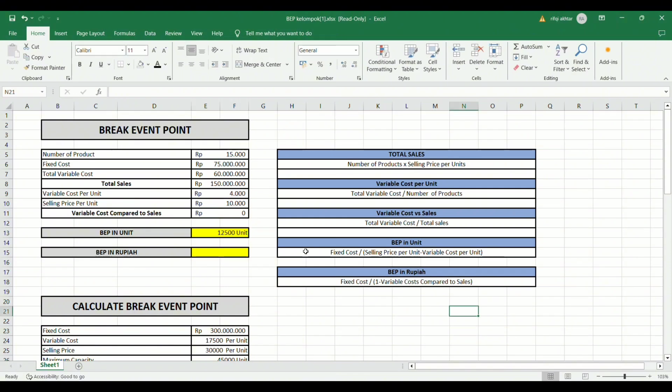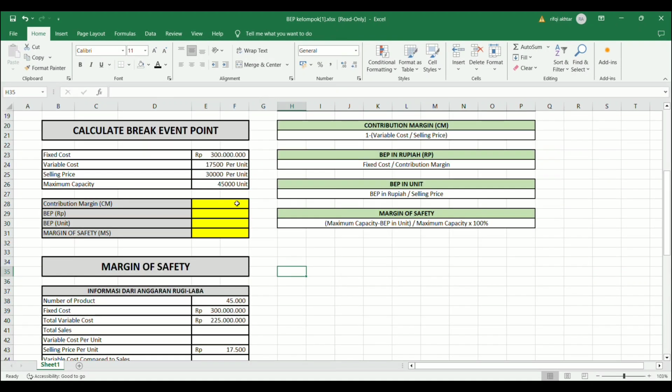And then next we calculate break-even point in rupiah. The formula is equal fixed cost divided by open bracket 1 minus variable cost compared to sales close bracket, and enter.